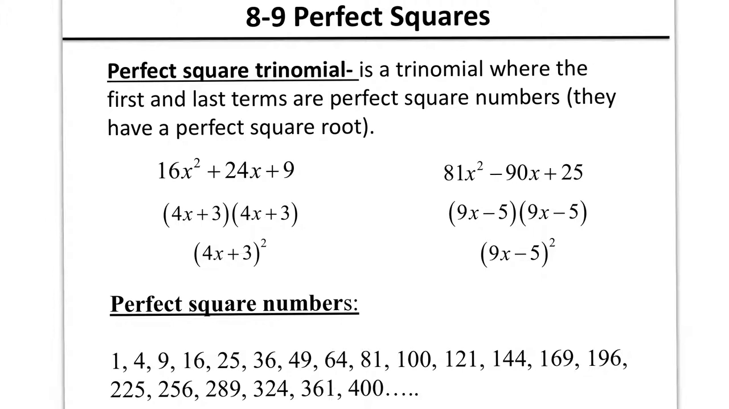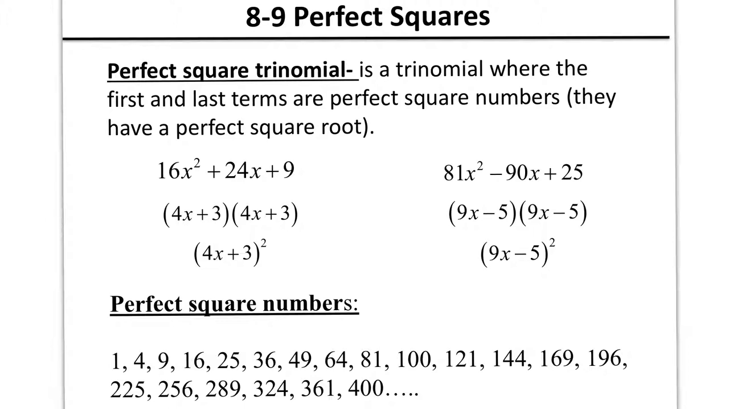So what is a perfect square trinomial? Let's look at some examples here. This one is 16x squared plus 24x plus 9. Notice the first term, 16x squared. 16 is a perfect square number. It has a perfect square root. And if you guys don't remember those numbers, that's why I have the list down here. You guys can check those out. But 16 is a perfect square number. And the last term, 9, is a perfect square number. They do have a square root.